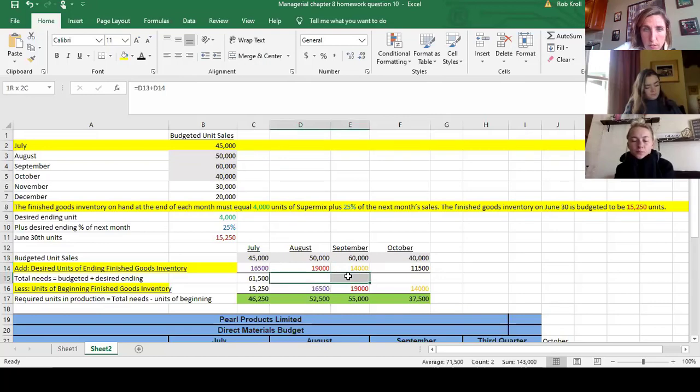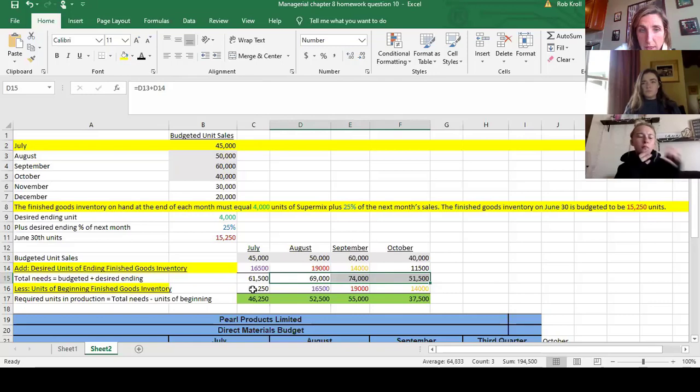This row is just me adding the two numbers above it together. You can easily see it on August because 50 and 19 is 69. You can easily see it on September. 60 and 14 is 74, right?